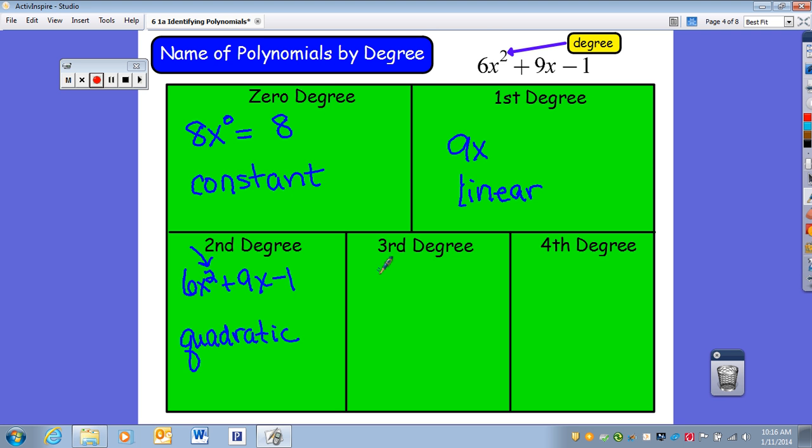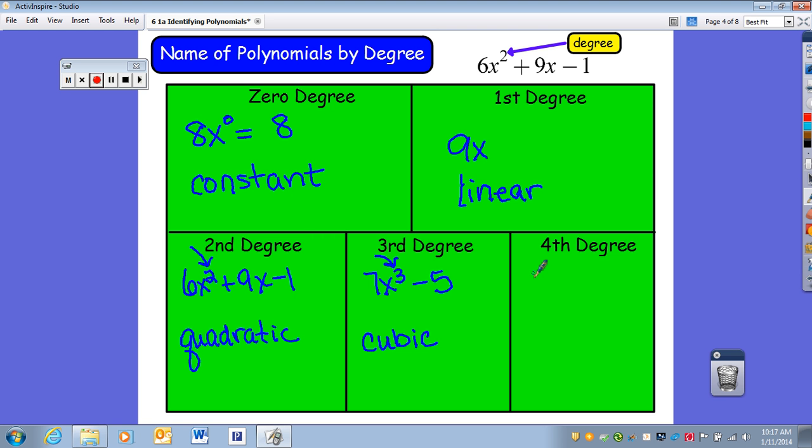To the third degree would be something like this, 7x cubed minus 5, where our polynomial has a highest exponent of 3. This is a cubic function. Easy way to remember that is when you have a cube, its length, width, and height. 3 measurements, it is cubic.